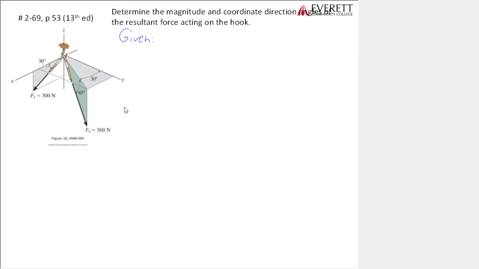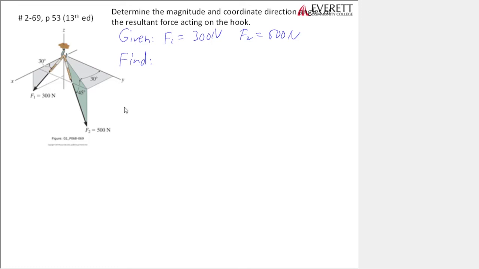Our givens, we have a few on there. F1 is equal to 300 newtons. F2 equals 500 newtons. Then we have some angles in there. I'm going to leave those just on the picture. If this is my homework, I would make sure I drew a picture that clearly showed those. And then I say find the magnitude and the coordinate direction angles of the resultant force acting on the hook.